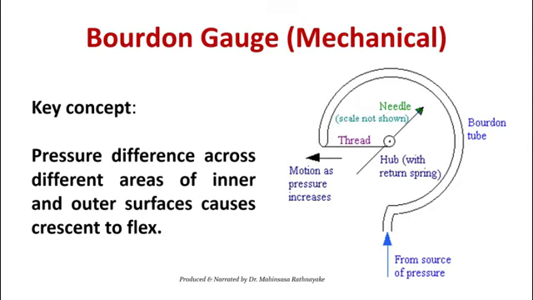So then the most important one is actually the Bourdon gauge, right? Bourdon gauge. So the key concept of the Bourdon gauge is that pressure difference across different areas of inner and outer surfaces causes a crescent to flex. Forget about the difficult words. Here crescent means a kind of flexible tube, right?